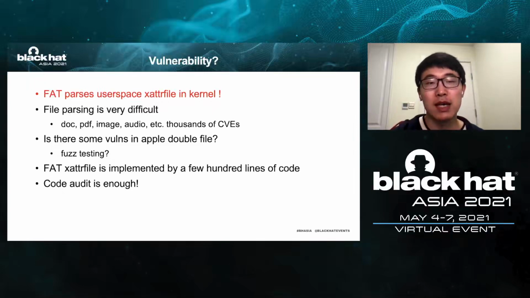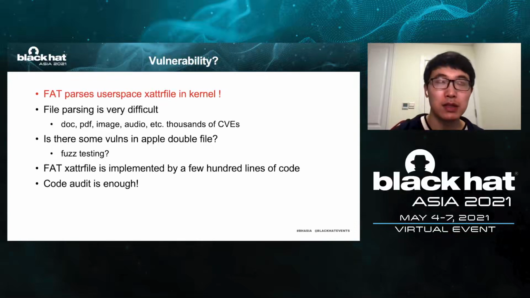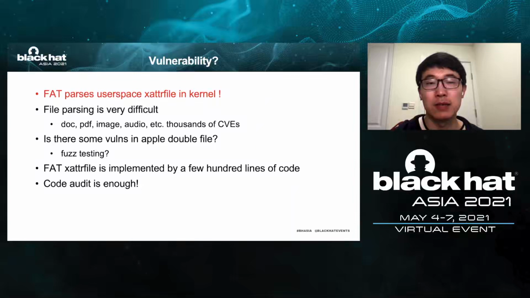File parsing is actually a difficult thing. There are thousands of CVEs all about file parsing, for example DOC, PDF, image, audio. There have been many CVEs in history. The AppleDouble file also follows a certain file format and requires file parsing. Are there vulnerabilities in it?